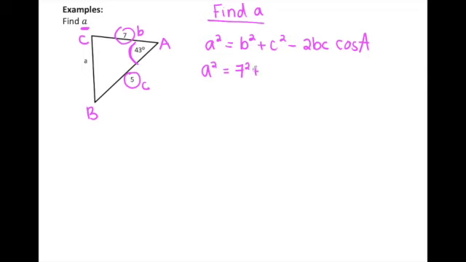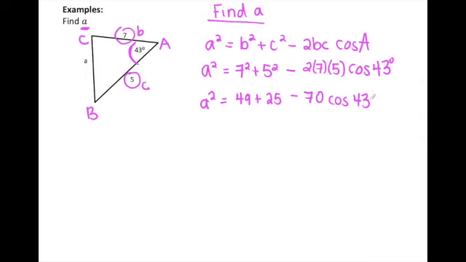So you're going to go 7 squared plus 5 squared minus 2 times 7 times 5 cos, and then your A there is 43 degrees. You're going to sub that in, and then be careful when you're solving this. So you're going to get 49 plus 25 minus 2 times 7 times 5, which is 70, cos of 43 degrees. And where a lot of students go wrong here is they'll do 49 plus 25 minus 70, but you can't do that. The 49 and the 25 have to be added together, and then this 70 needs to actually be multiplied by that cos of 43 because of BEDMAS.